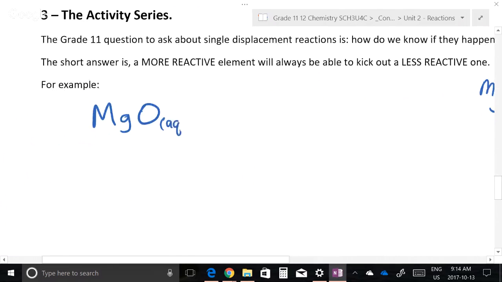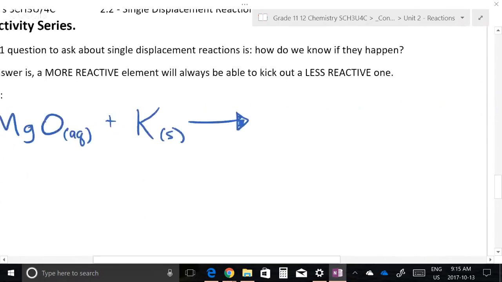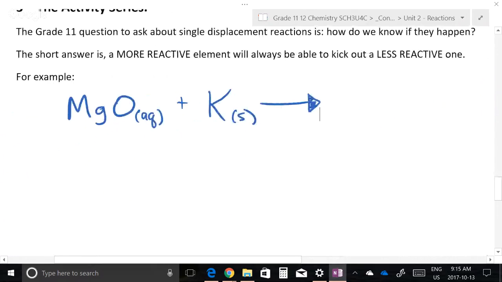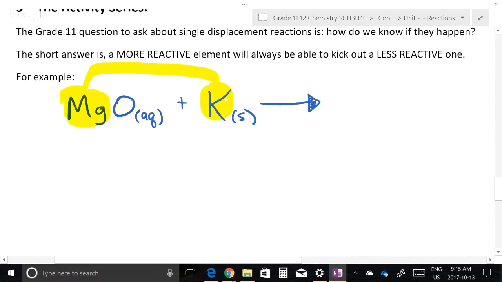And we're going to dissolve this in water. And then I'm going to drop some potassium in there. All right, I'm going to add potassium. What's going to happen? Yep. K is going to kick Mg out. So K is going to kick Mg out. And so what's going to be on its own on the right then?